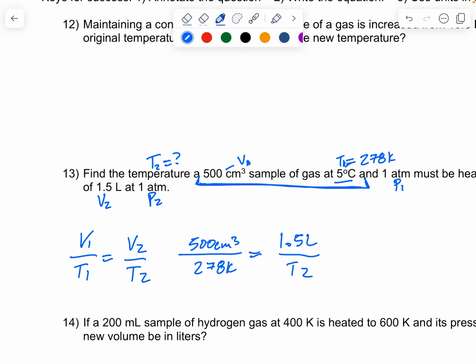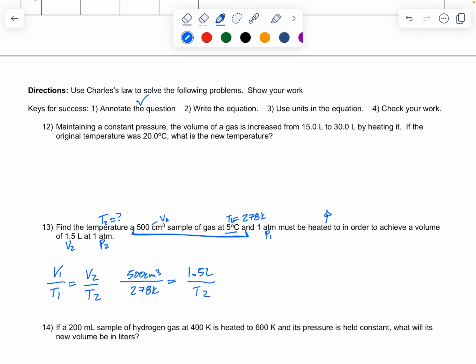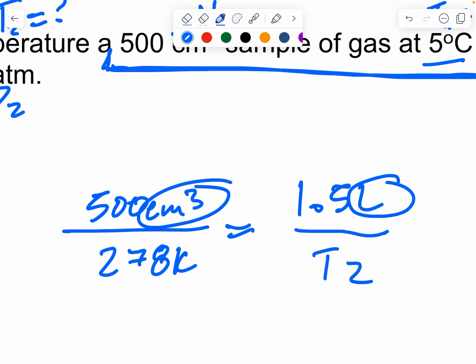And again, if you follow my recommendations above, have we annotated the question? Yes. Have we written the equation? Yes, I wrote V1 over T1 equals V2 over T2. Have we used the units, right? Not just the numbers, but the units in the equation? Yes. And when you do that, it'll scream at you and say, wait a second, something's not right, which is why I tell you, number 3, to include units.